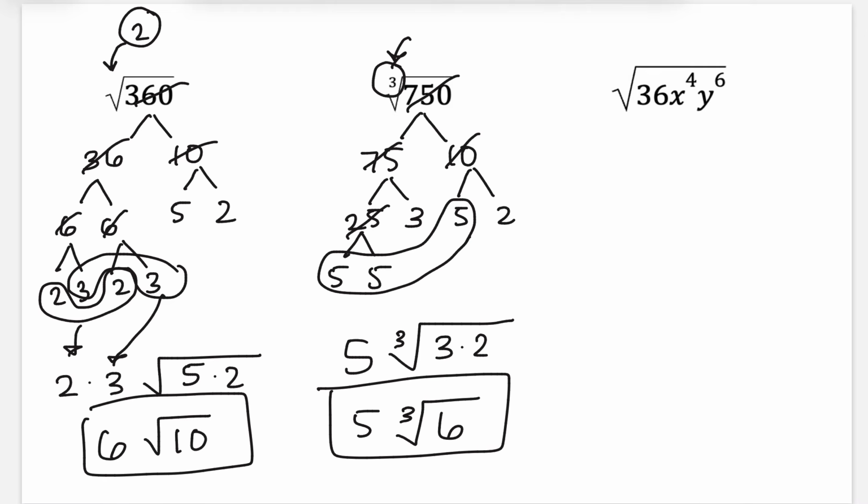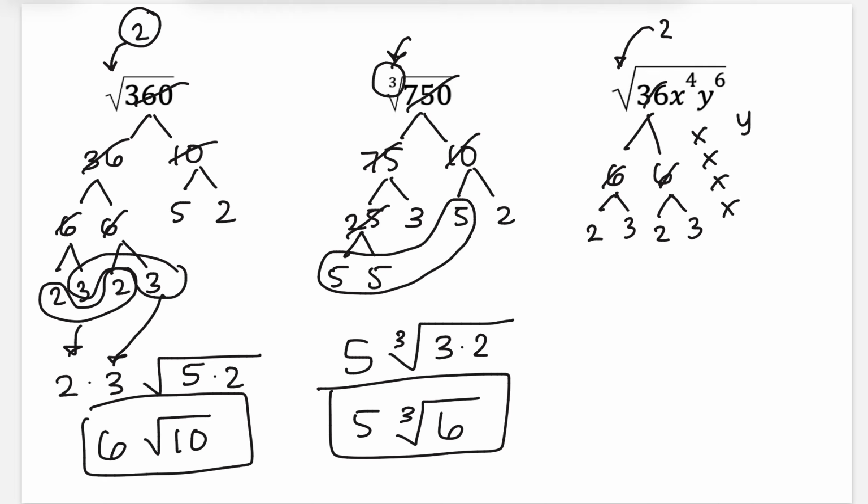The same thing happens when you have variables. So I can factor this again. We know there's a 2 there, so that tells me I need groups of 2. So 36 is 6 and 6, 2 and 3, 2 and 3. And when I have x to the 4th power, that means I have 1, 2, 3, 4 x's. And y to the 6th means that I have 6 y's. So again, I'm looking for groups of 2. So I have a group of 2 2s.